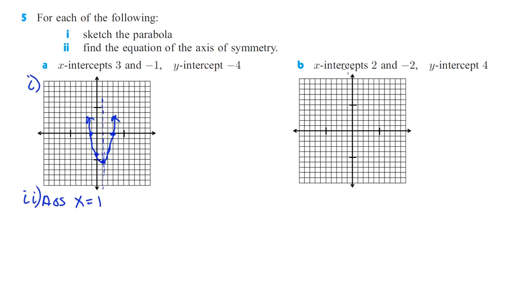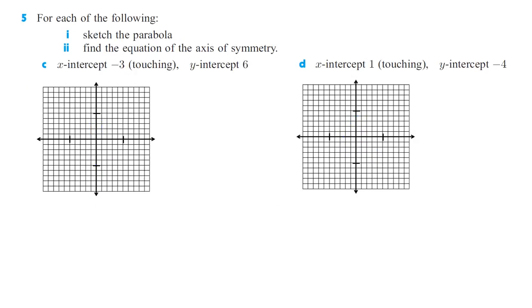All right, this one here, x-intercepts are at 2 and negative 2. So we've got here at 2, here at negative 2. The y-intercept is at 4. So look at that. It's just going to look just like that. All right. And then our axis of symmetry is just going to be x equals right here at 0. Okay. Moving along.